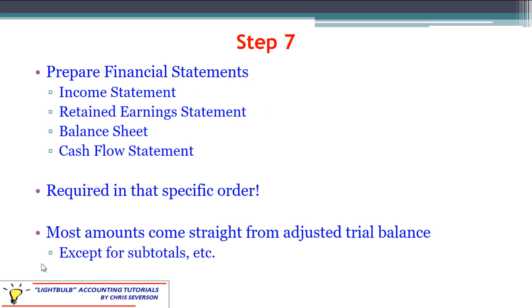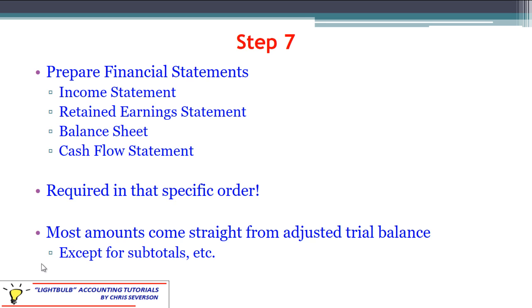So that takes us to step 7. We're going to be preparing those financial statements. Now, there is an order. We start with the income statement. We have all of our revenues, all of our expenses. Those pull over from the adjusted trial balance. And that gives us net income. Revenues minus expenses generates net income.